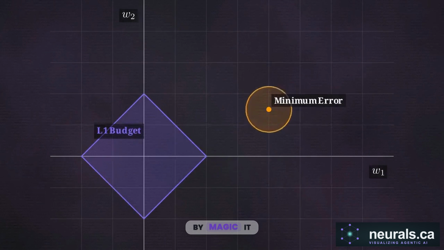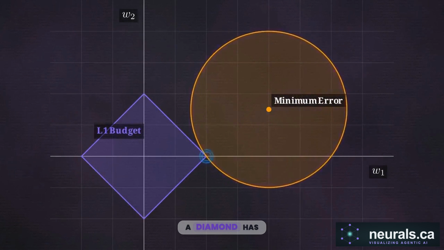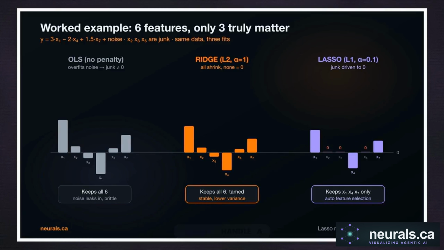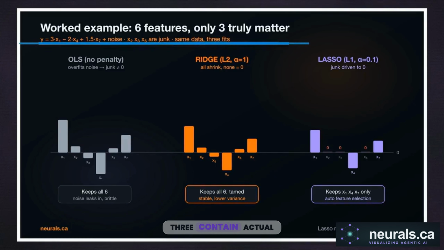Lasso doesn't perform automatic feature selection by magic. It drops variables because a diamond has sharp corners, and those corners sit directly on a zero axis. This chart compares how 3 different regression models handle a scenario evaluating 6 features, where only 3 contain actual signal, and the rest are just junk noise.